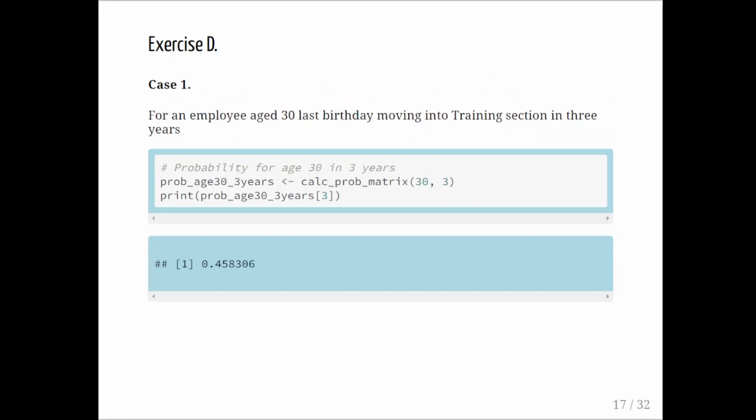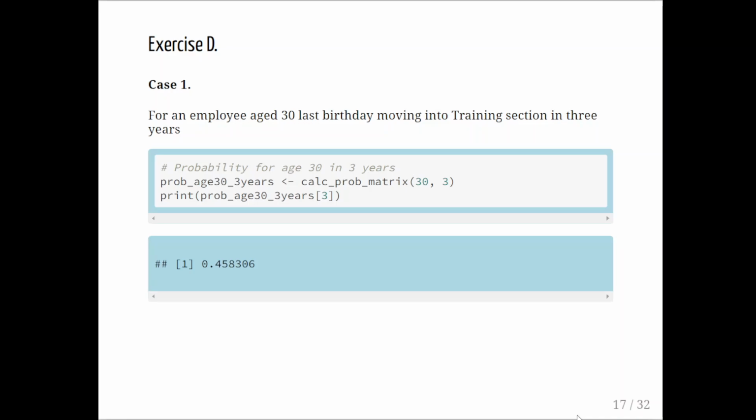We have calc underscore prob underscore matrix. That's our function, and the inputs are the initial age and the number of years. So in case 1, for an employee age 30 last birthday, moving into training section in 3 years' time. Remember, training is the third of the 3 sections in our setup. So prob underscore age 30 underscore 3 years, and we use our function there, calc underscore prob underscore matrix, initial age is 30, years equals 3, and that gives us our answer.